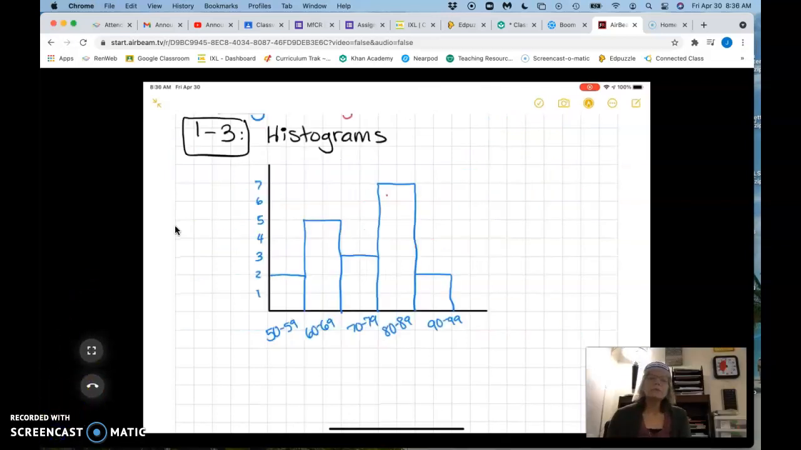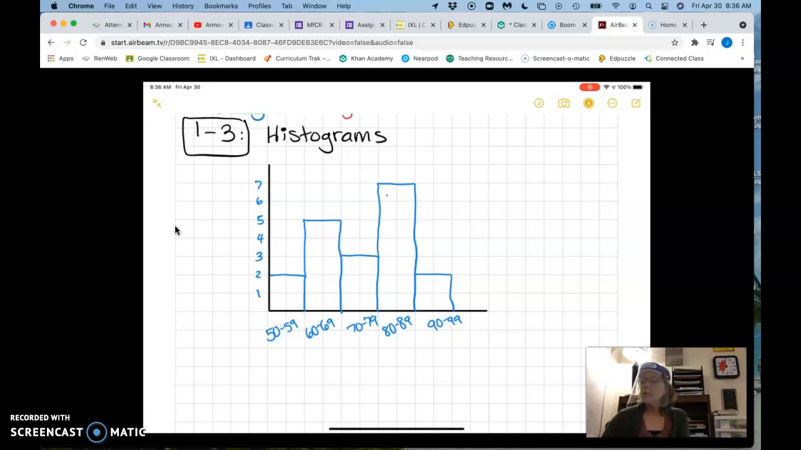So histograms, remember, are ways of displaying data in a bar graph. And in a histogram, the bars have to be touching each other. Because if they're not touching, then it's just called a bar graph. And so on the test, you're going to get a bar graph and have to tell me information about it. I'll ask you questions about it.